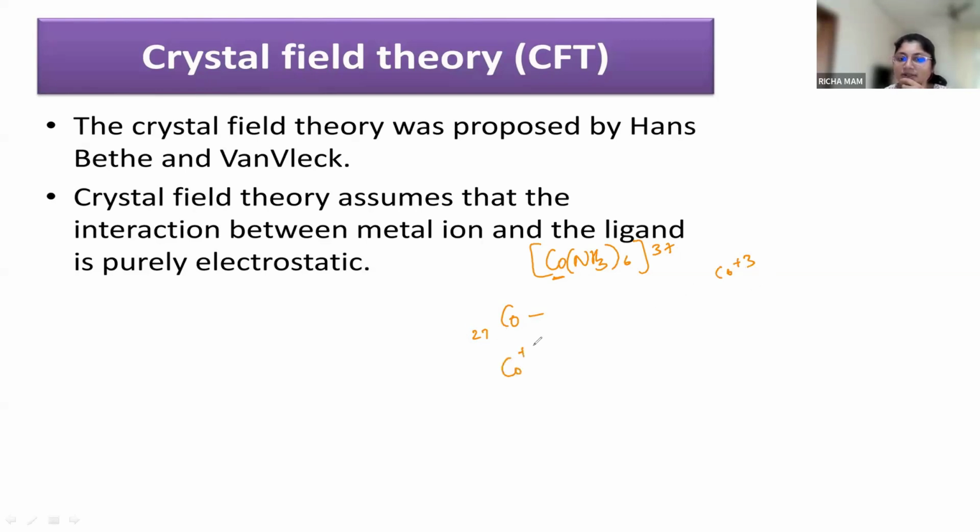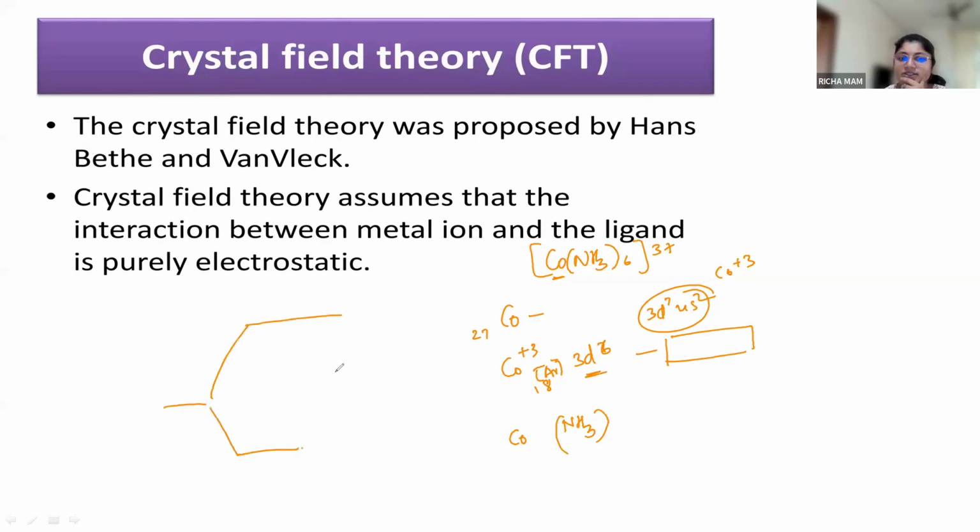So cobalt in plus 3 state, it will be 3d7. Sorry, 3d6, because from 4s 2 electrons are gone and from 3d7, 1 electron is gone. So it will be 3d6, argon 18, 3d6. Then you have to write the ground state hybridization. When it comes in contact with NH3, as we know, NH3 is a strong field ligand. So what will happen? Pairing will take place because the distance between the t2g and eg orbitals is more. So what is eg?